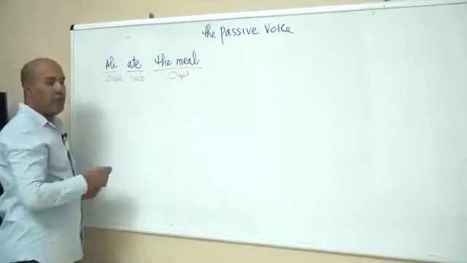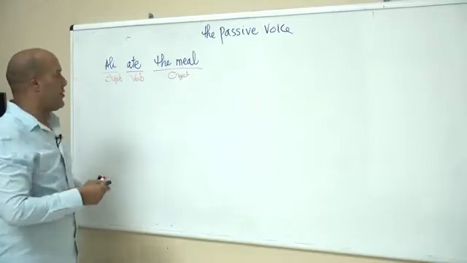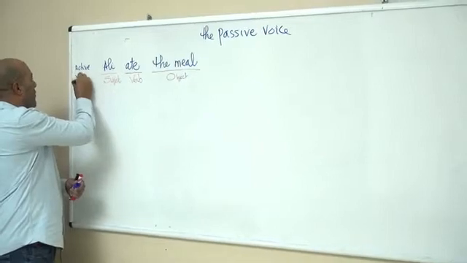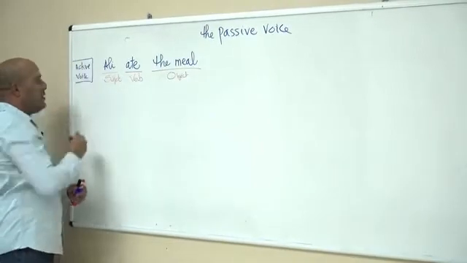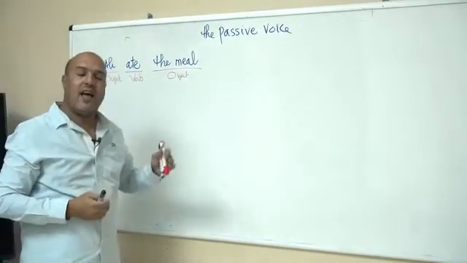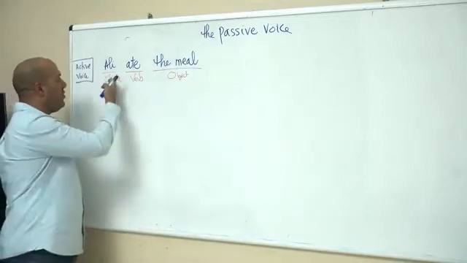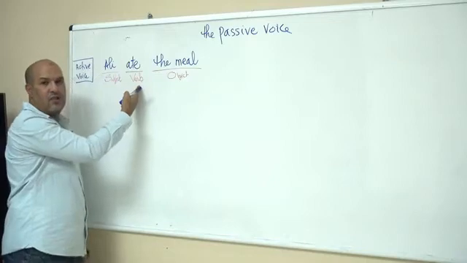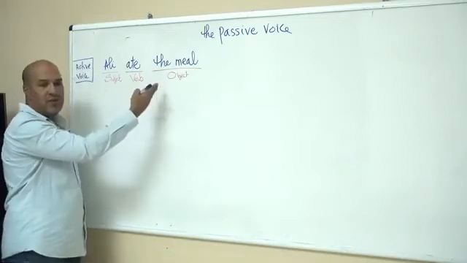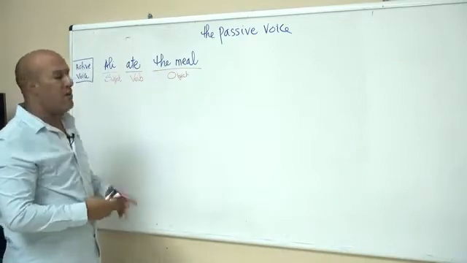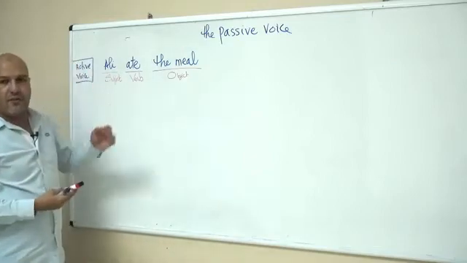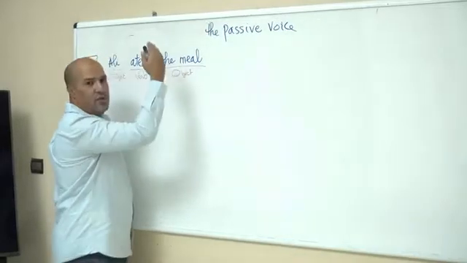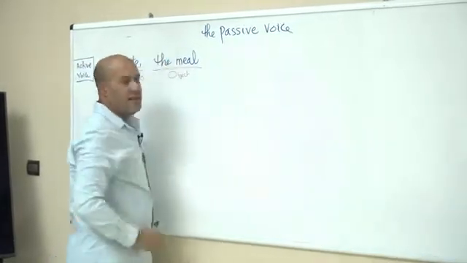So we have Ali ate the meal. This, we call it an active voice. It's an active voice sentence because the doer is active. We know who did the action. So the most common sentences that we use are mostly in the active voice. So we want now to change this sentence to a passive voice sentence.